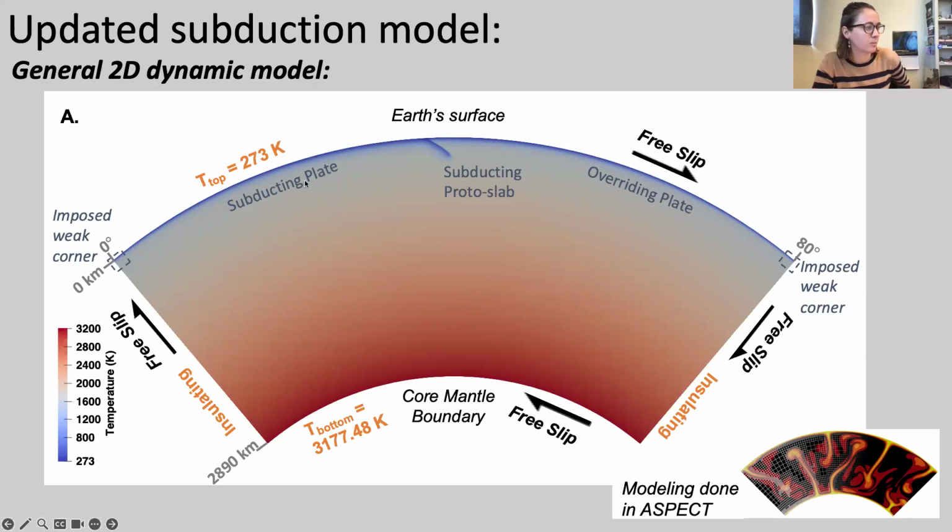So I have the subducting plate and this overriding plate, and I'm not telling the plates how fast to move. This is set up as a dynamic model. The main thing driving this model is the density differences and the buoyancy forces within the model.